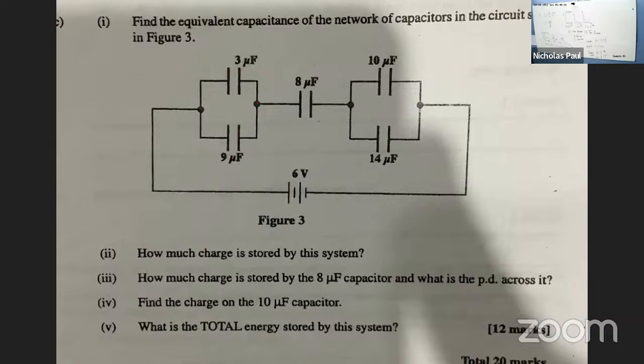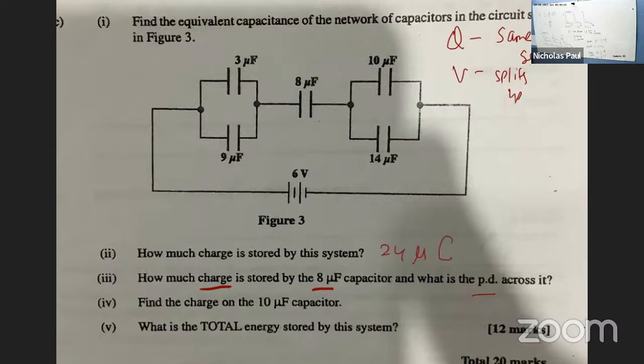How much charge is stored in the 8 microfarad capacitor, and what is the PD across it? So that question is asking two things. Please remember, charge is the same in series, and the V splits up in series. Please remember that. And in parallel, the rules are the opposite. How much charge is stored here? Part two is what I get, 24.